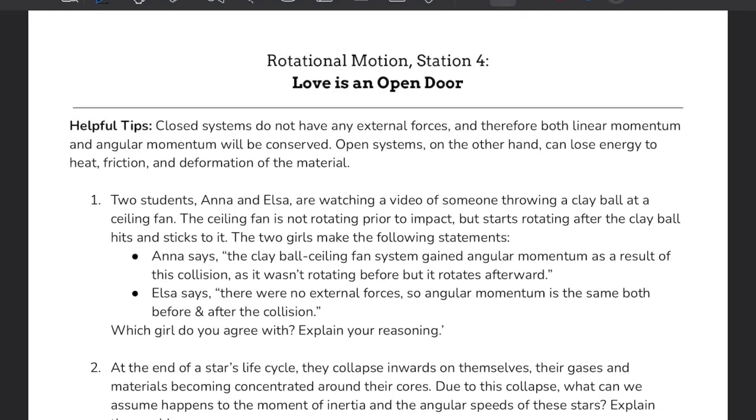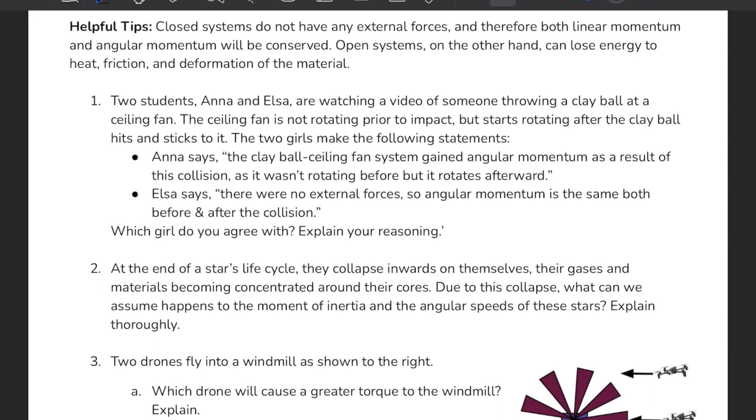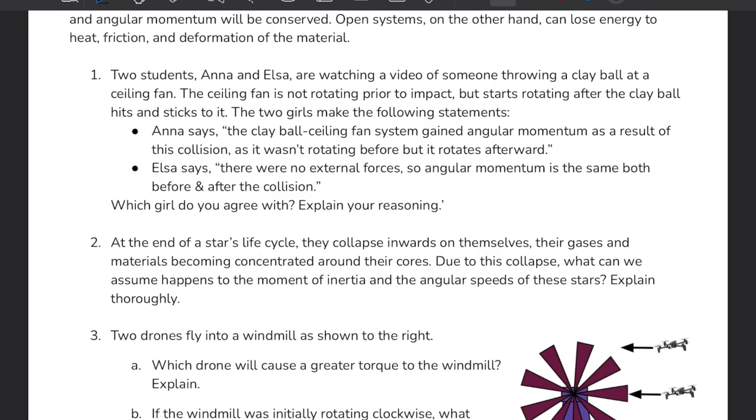Two students are discussing angular momentum, a clay ball, and a ceiling fan. The ceiling fan is not rotating prior to impact, but will rotate after the impact. And it says the clay ball and ceiling fan gained angular momentum, so the system gained angular momentum. Elsa says there were no external forces, so angular momentum is the same both before and after the collision. Which girl do you agree with?